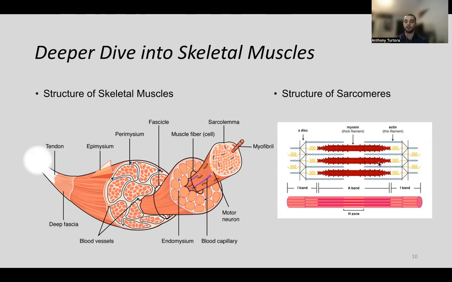So in the sliding filament theory during muscle contraction, the A band is not going to change size, while the H zone and the I band will change size. And then the M line here is not shown in this diagram, but this is just the midline of each sarcomere.